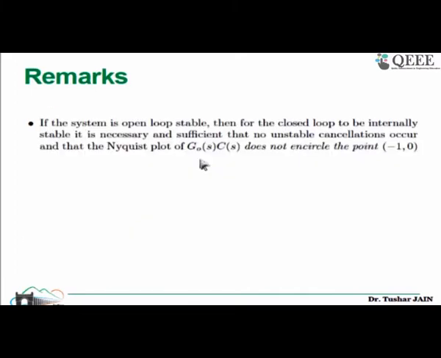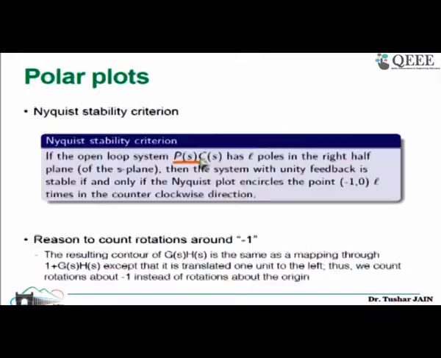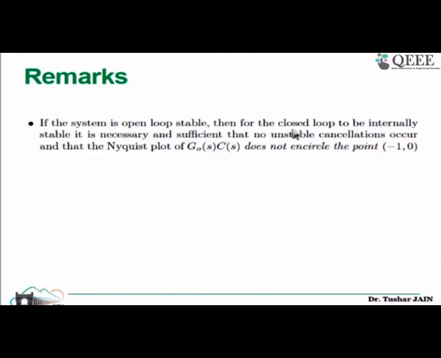So some remarks: if the system is open loop stable, and we pay attention to this theorem, then there should not be any encirclement for the system to be stable, right? If the open loop is stable, then for the closed loop to be internally stable, it is necessary and sufficient that, under no unstable cancellation, the Nyquist plot of G naught C does not encircle the point -1, 0. Pay attention to a couple of words here: first of all, there should not be any unstable pole zero cancellation within this G naught C(s). What does it mean? It is almost the same thing we were discussing last time.